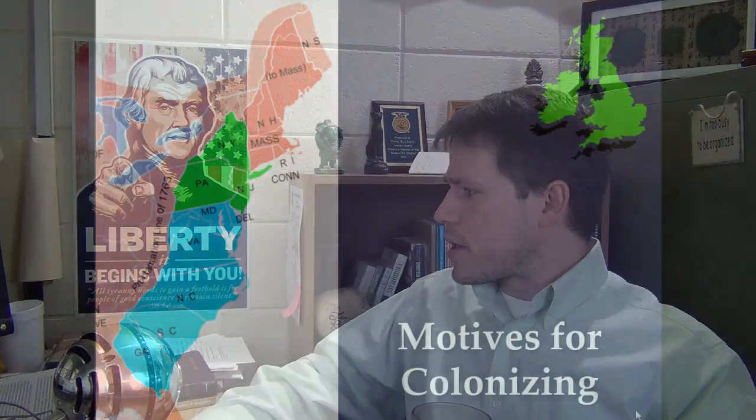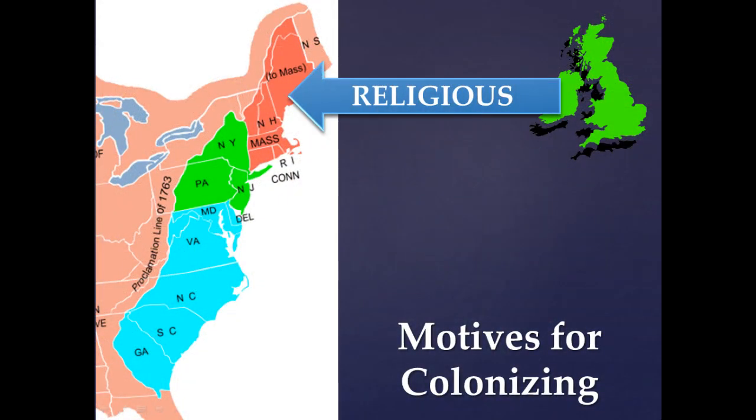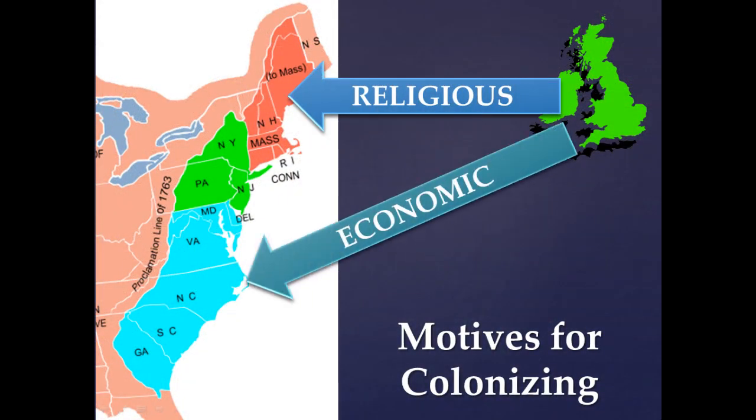The first thing to know is that not everyone came here for religious reasons. That was a small group of Puritans and separatists who went to the New England colonies. People had many reasons for coming to the colonies. The reasons were primarily religious or economic. The farther north you go, the more religious. The farther south you go, the more economic.